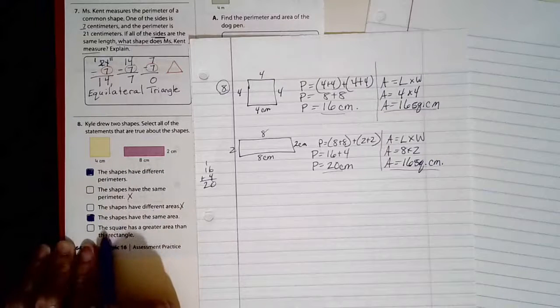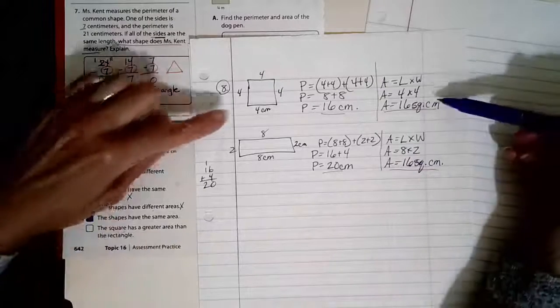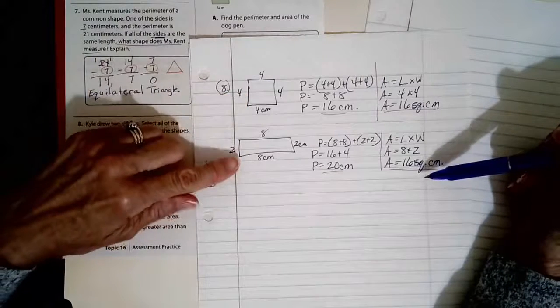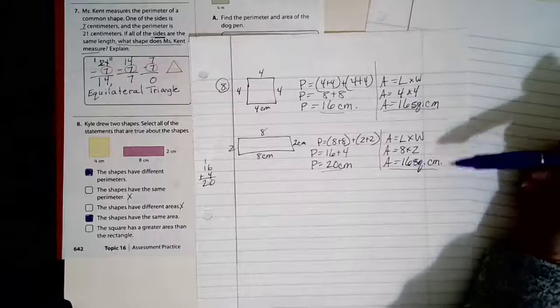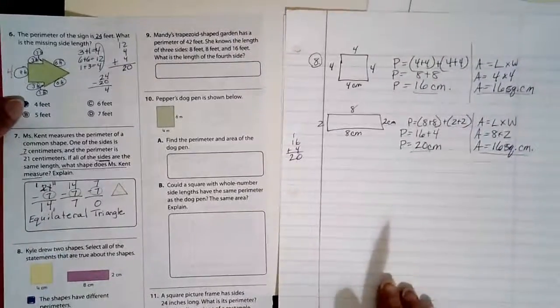And the last one says the square has a greater area than the rectangle. Here's the square. Its area is 16. And the rectangle's area is 16. Is it greater? No, because they are the same. All right, so number 8 had 2 answers. So let's look at number 9.